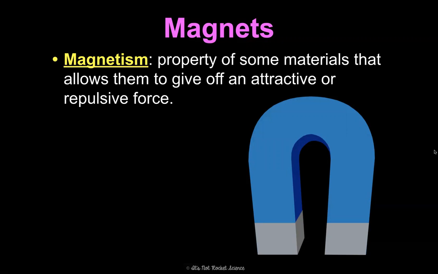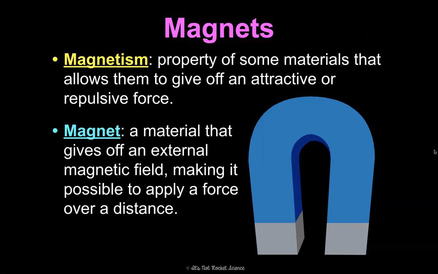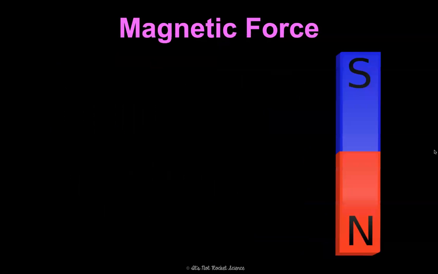Magnetism, here's your definition. It is the property of some materials that allows them to give off an attractive or a repulsive force. And a magnet is a material that gives off an external magnetic field, making it possible to apply a force over a distance, meaning that magnets don't have to be touching the thing that they attract or repulse. They can do it over a distance through air.